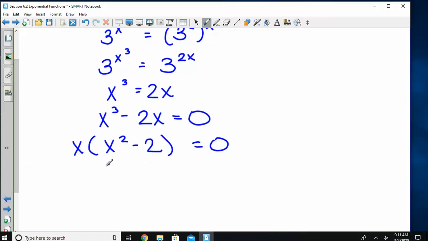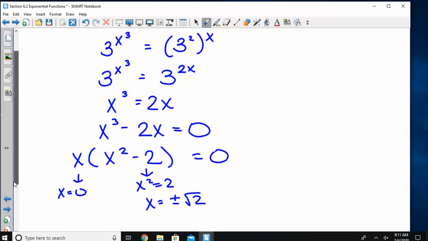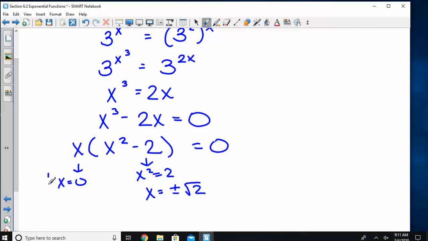Okay, so you could try to factor the x squared minus 2, or you could solve it from here. It doesn't matter. If you set those equal to 0, you get x to be plus and minus radical 2 and 0. Okay, and you can check all of those, plug them in, and they do work. Questions on that one?